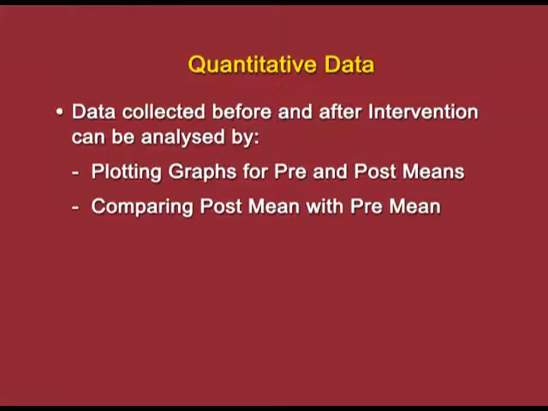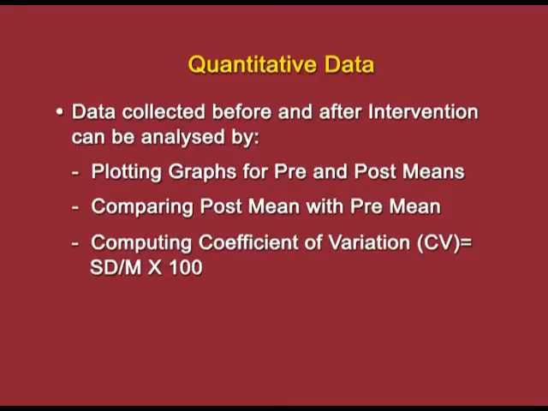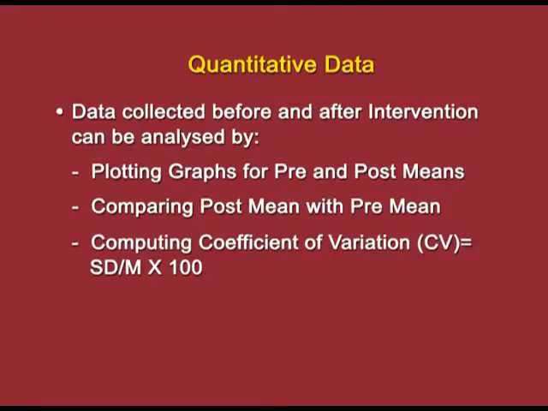If post means are more than the pre means, then to some extent you can say that your intervention has been effective. Another can be that you can compute the coefficient of variation. That means from the pre means you can calculate standard deviation and mean and can calculate the coefficient of variation. For the post also you can compute the coefficient of variation using the formula SD upon mean multiplied by 100, and then you can compare these variations.